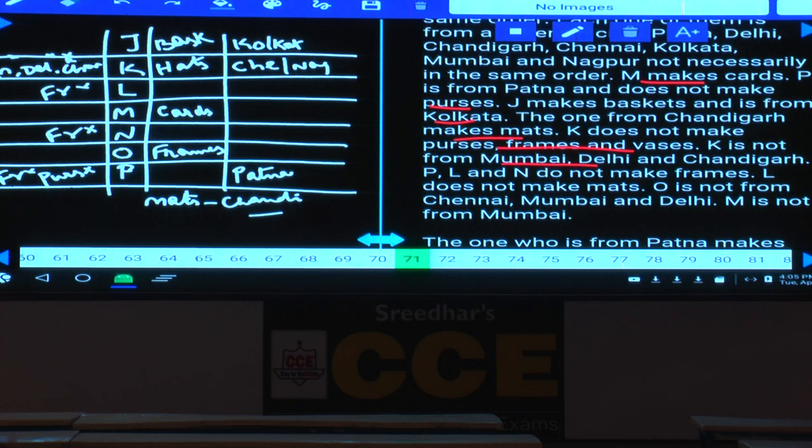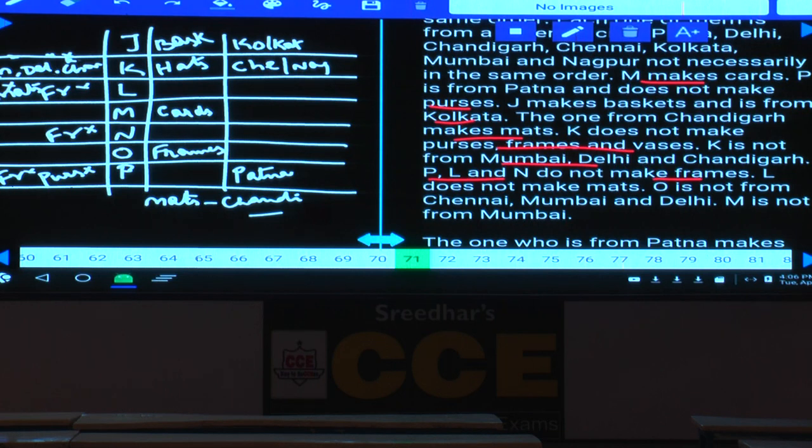And L does not make mats. K is not from Chandigarh. P, L, and N do not make frames. L does not make mat. Hence, mats here is ruled out for L. J cannot be mat, K cannot be mat, L cannot be mat, M cannot be mat, O cannot be mat, and P, we need to check whether P makes mats or not.